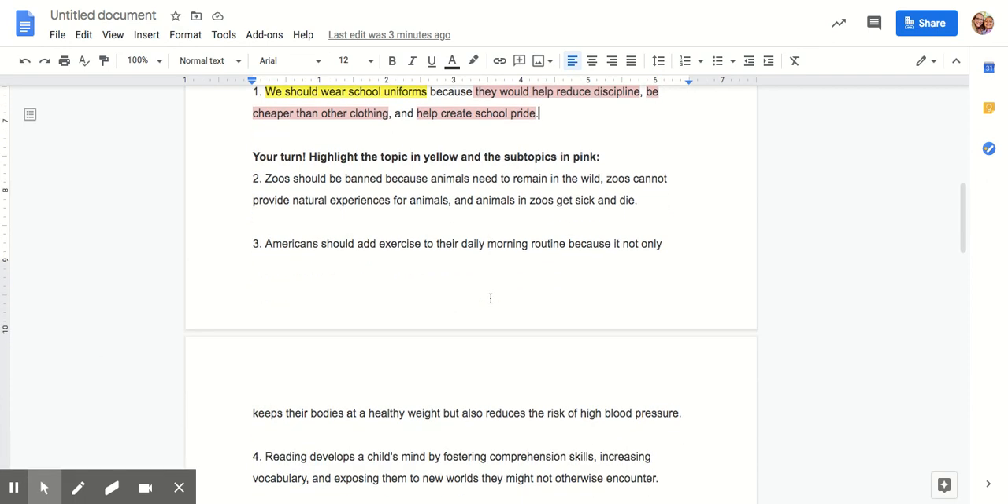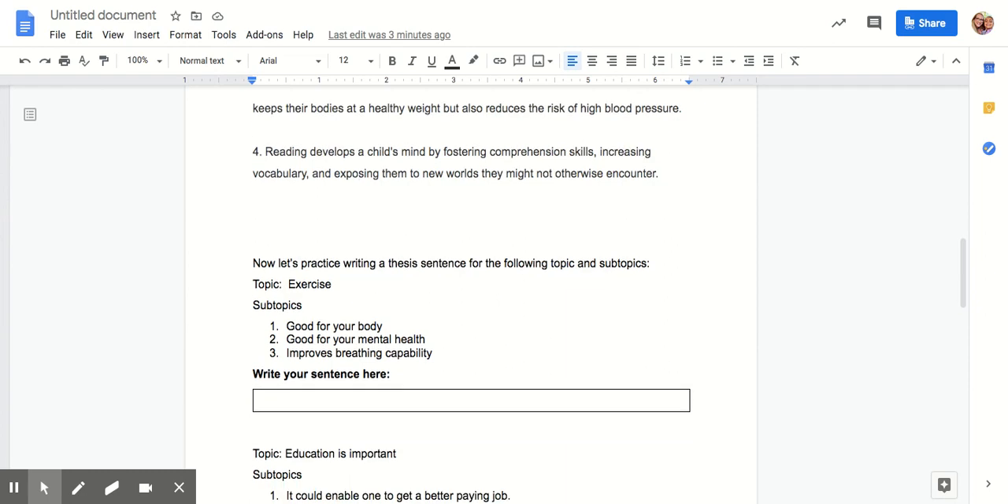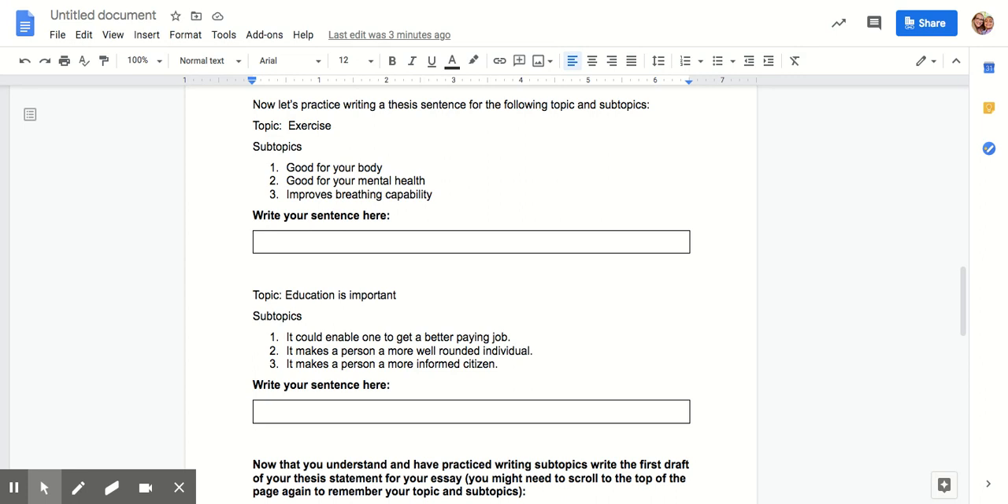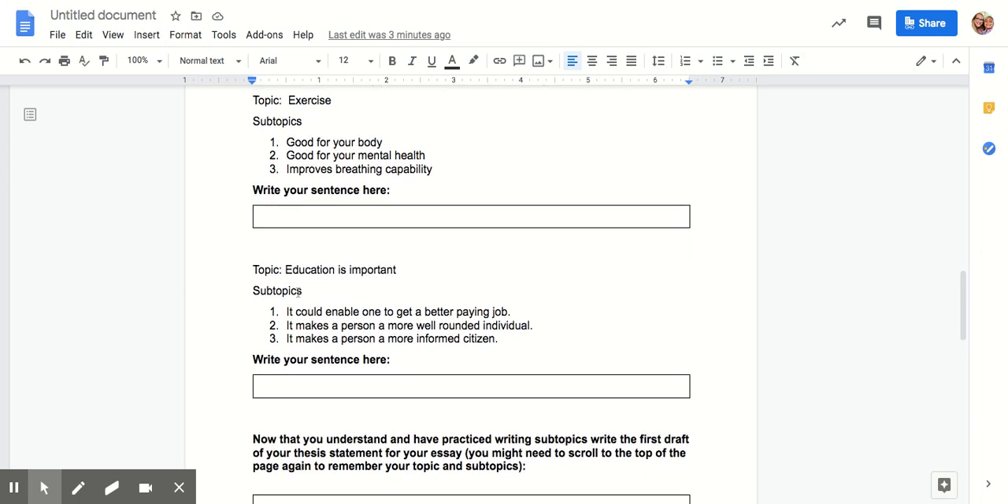Okay, so now that we've gone over the answers to those and you understand that, I would like you to practice on your own. So now let's practice writing a thesis sentence for the following topic and subtopics. So you're going to take some time right now to write your thesis sentence right here. This is just practice, so do your very best. The topic is exercise, and the subtopics are good for your body, good for your mental health, improves breathing capability. Then we have education is important. You're going to write your thesis sentence down here for these two.